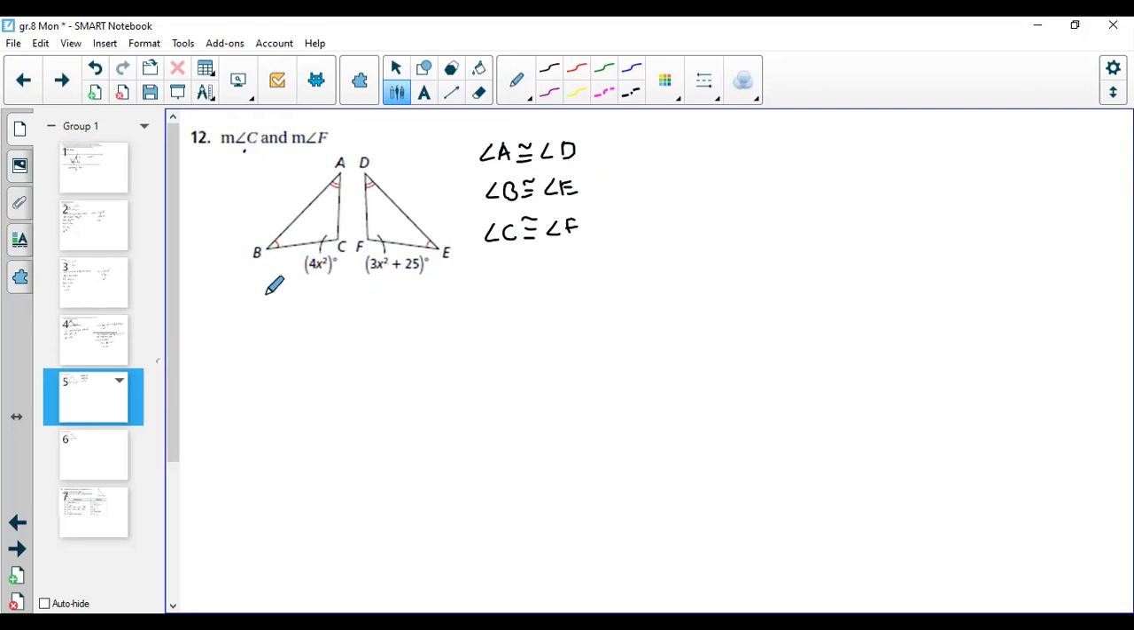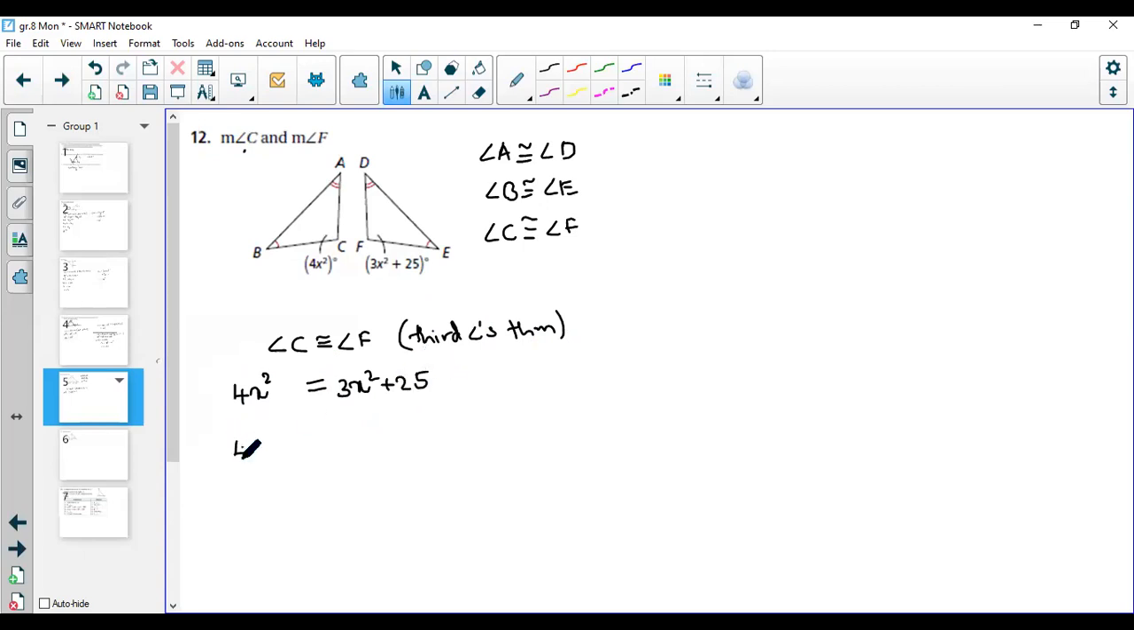To find angle C and F, of course, we need to write an equation. Why did we say angle C is equal to angle F? Due to the third angles theorem. So that's why we said that they are equal. So we have to say here third angles theorem. Okay, now how much is angle C? They gave us 4x squared equals 3x squared plus 25, right?